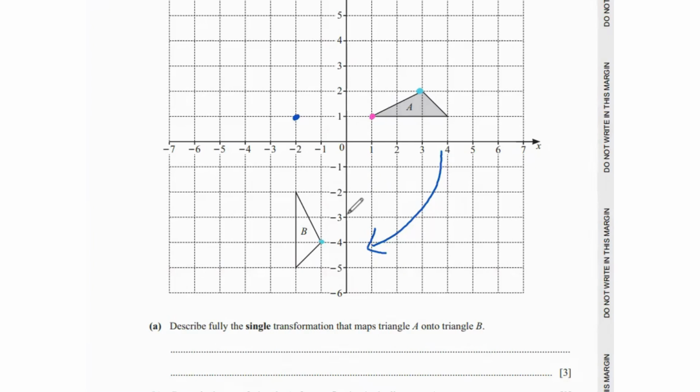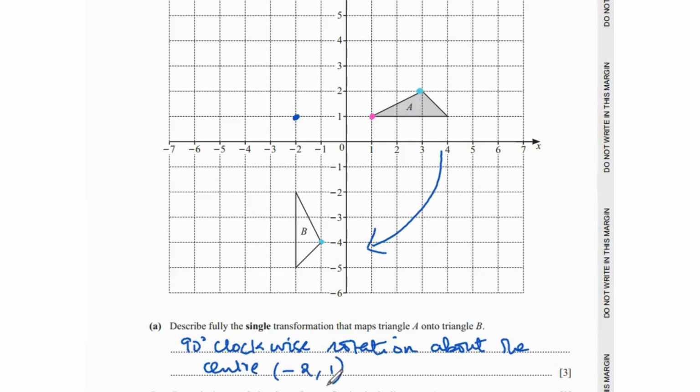So whenever we're rotating an object 90 degrees, whether it's clockwise or anti-clockwise, you always check what is the horizontal and vertical distance of a point on the shape from the center. And then for the transformed image, it's going to be the opposite. Like we swap the horizontal and vertical distance. So over here, we'll just write 90 degrees clockwise rotation about the center, -2 and 1. That is your answer.